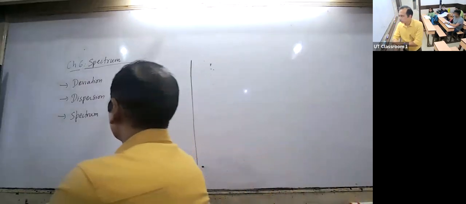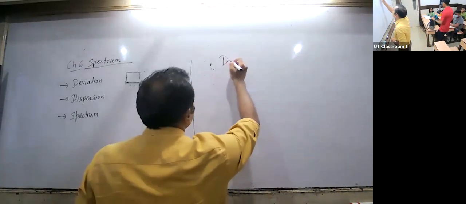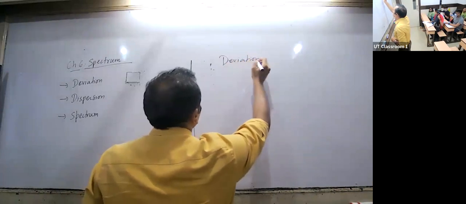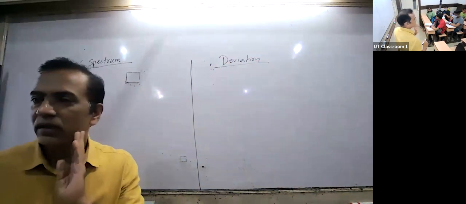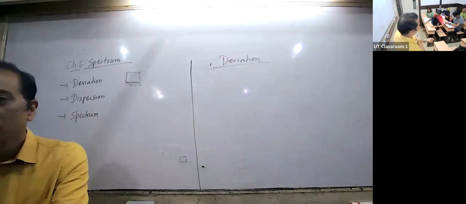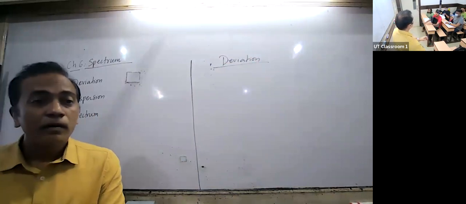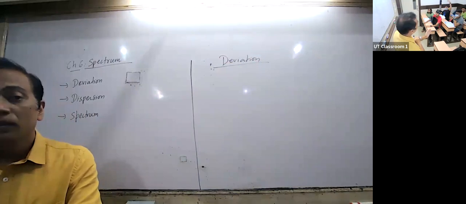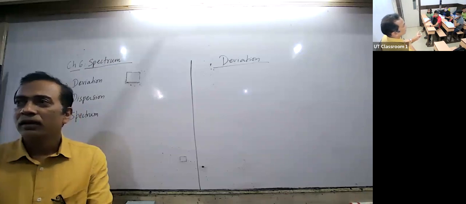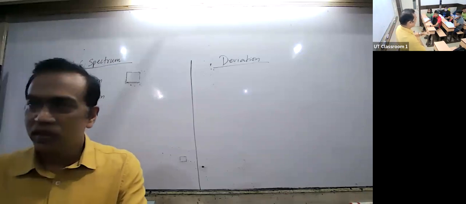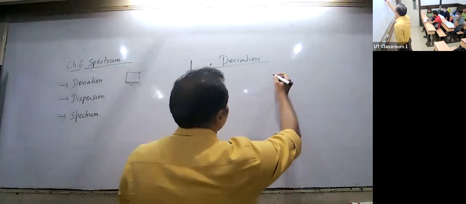All right, so let us understand deviation. I'm sure you have gone through refraction of light, so you have a basic idea of deviation. What is deviation of light? The bending of light while passing from one transparent medium to another transparent medium. That is deviation. We'll see it in case of a prism.